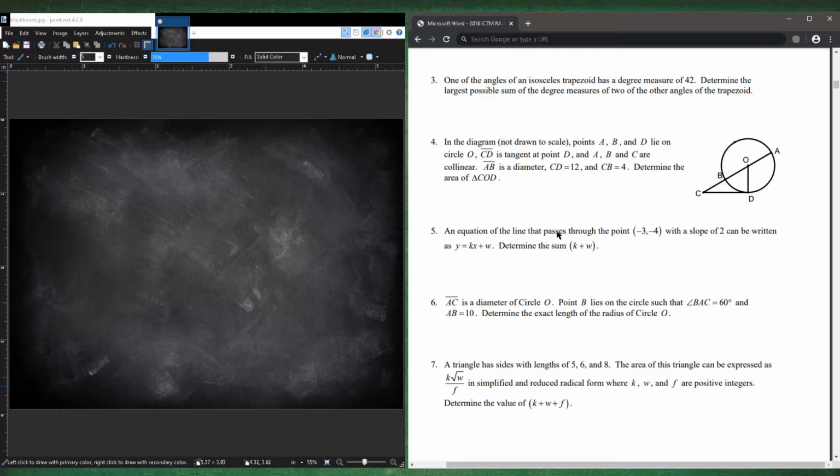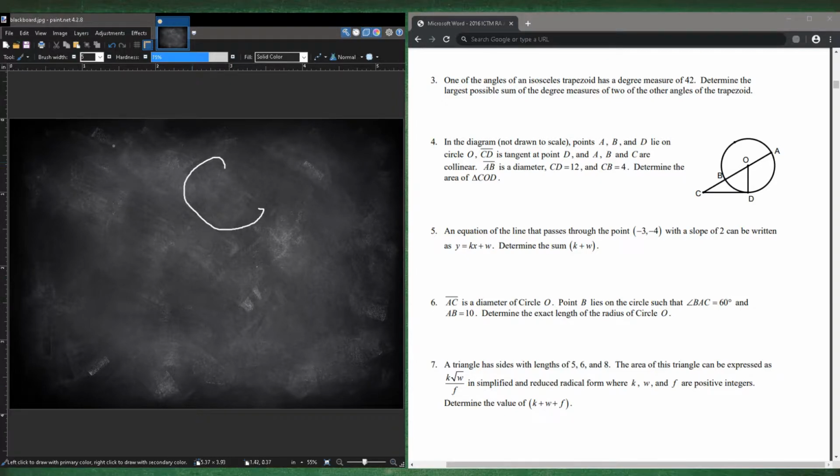Okay, number 4. In the diagram, not shown to scale, A, B, D lie on the circle O, and CD is tangent at D. A, B, C are collinear, and AB is a diameter. Okay, so let's kind of draw this picture out. Yes, best drawing alive. Something like this. Okay, and they say CD, this is 12. And BC, this is 4.